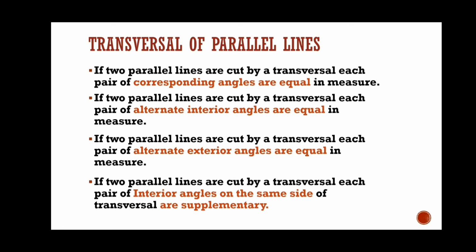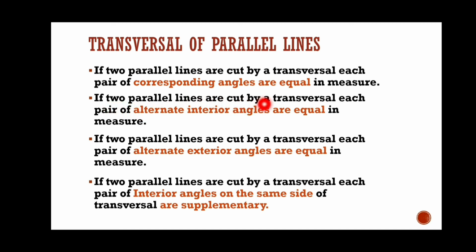Now the next topic we have is transversal of parallel lines. There are some points which we should keep in mind when two parallel lines are cut by a transversal. The pairs of angles have a relation with them. So what are those relations? Let us see one by one. If two parallel lines are cut by a transversal, each pair of corresponding angles is equal. So all the corresponding angles will be equal if the parallel lines are cut by a transversal.